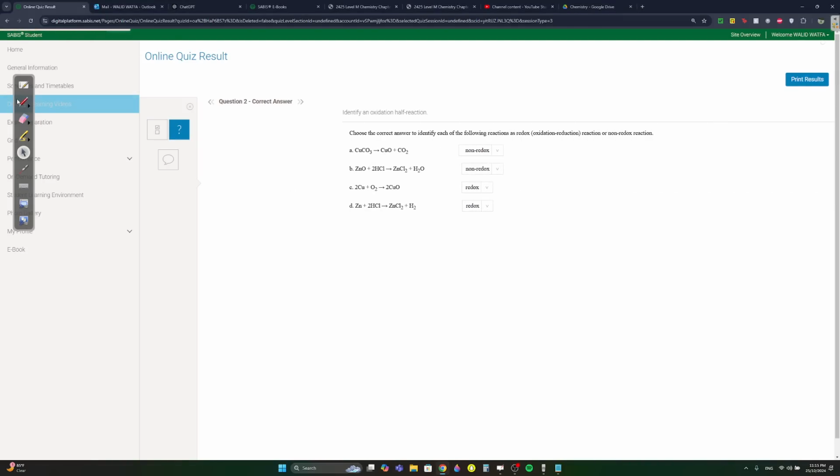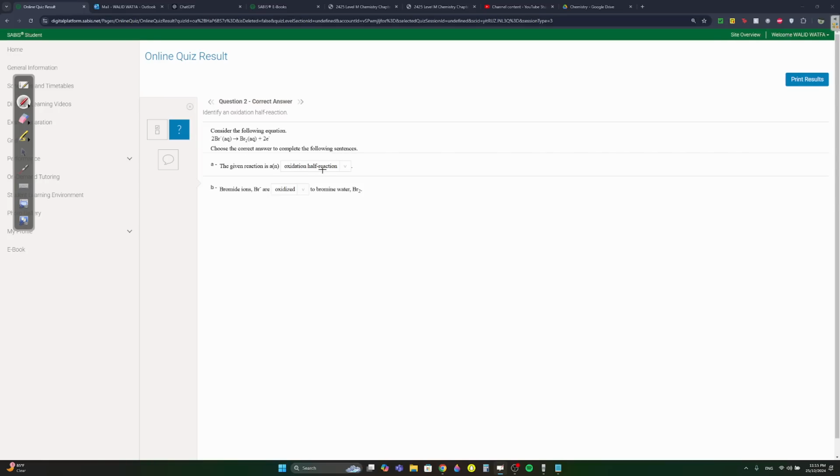Question 2. Here they gave you Br and it's losing electrons. So obviously it's the oxidation half. Br2 is bromine water. I think Br2 is called bromine water. Aqueous.